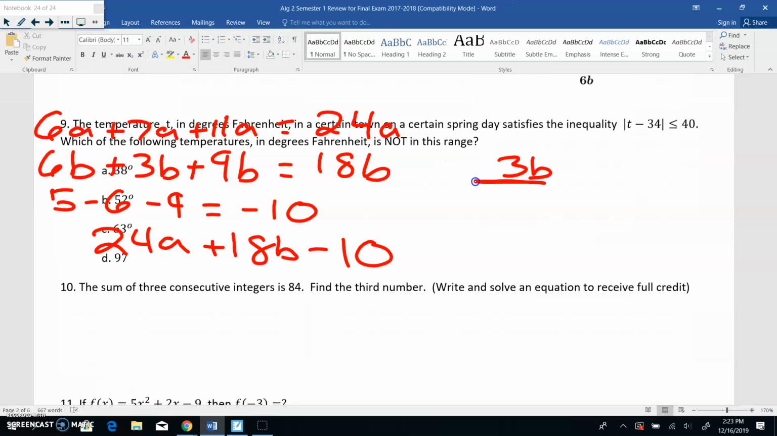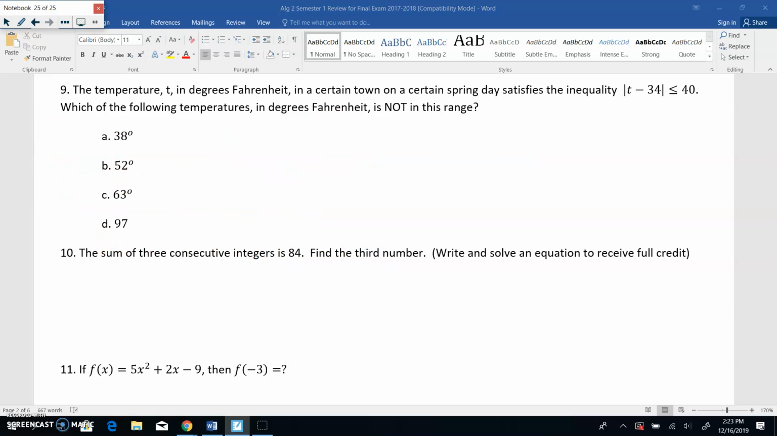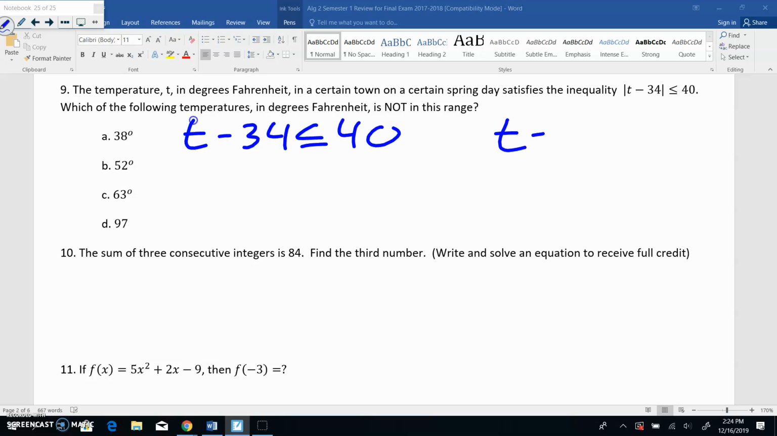Next, we have our temperature problem. Again, I see that I have absolute values. Because I have absolute values, that means I have a positive version of this and a negative version of this. The positive version is exactly what you see. For the negative version, when you deal with inequalities, you have to flip it. Really quickly, the process is the same for both. I'm going to go ahead and add 34. So this side I am left with t is less than or equal to 74.